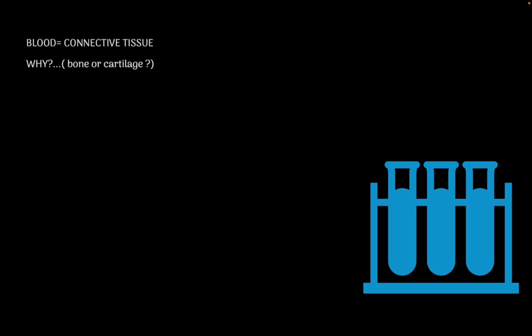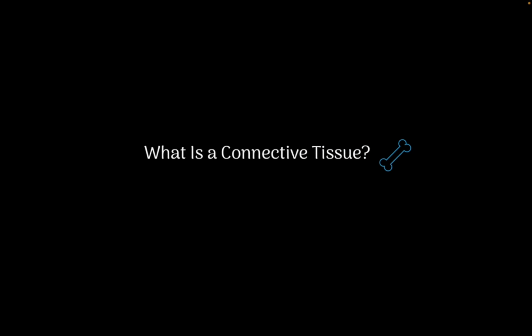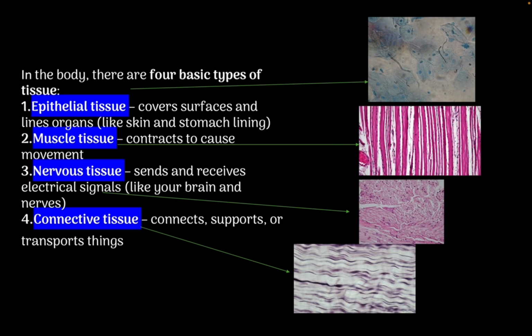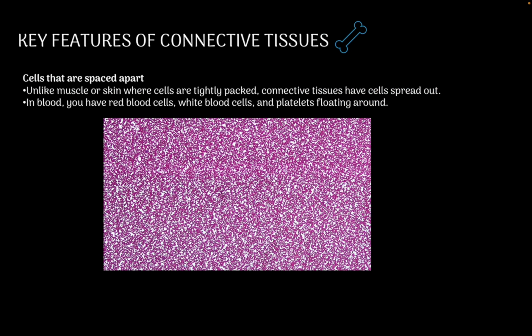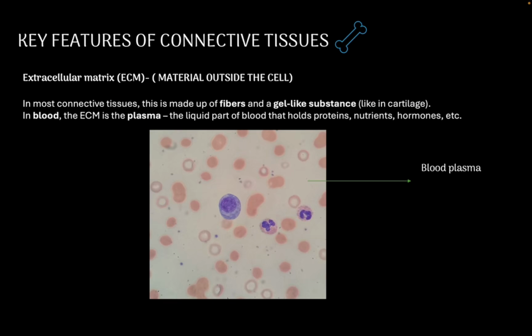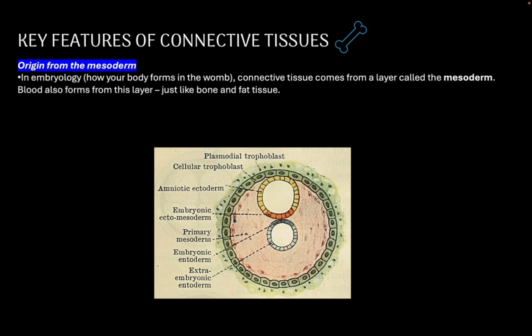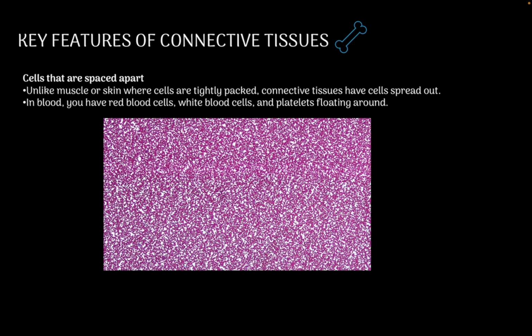In biology, a connective tissue is a type of body tissue that connects, supports, or transports things throughout the body. Most connective tissues have three main features: cells that are spread apart, an extracellular matrix, and an origin from the embryonic mesoderm layer. Blood ticks all three boxes.